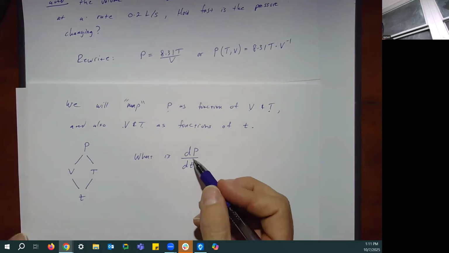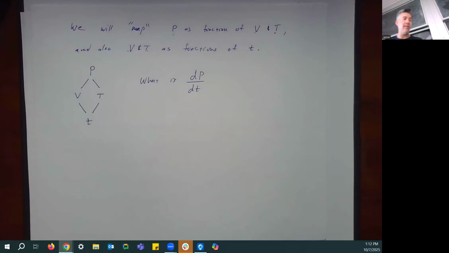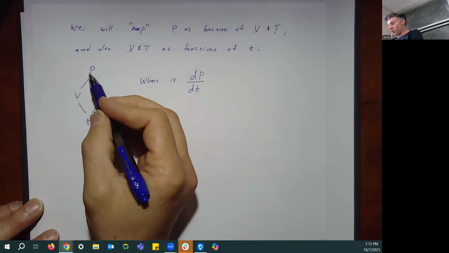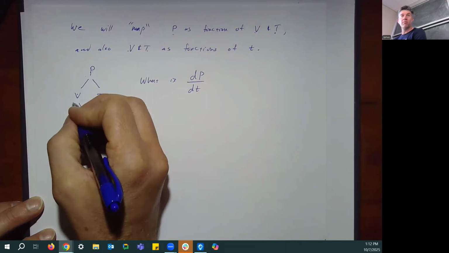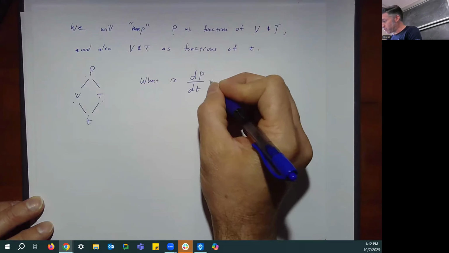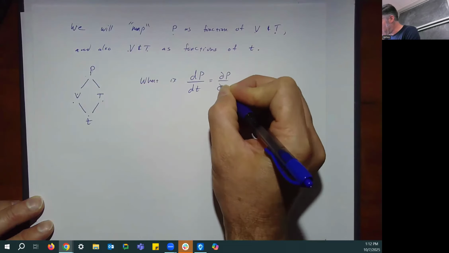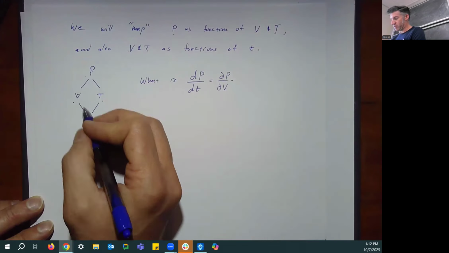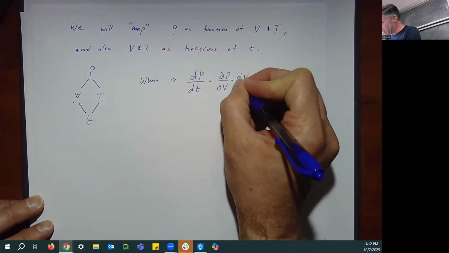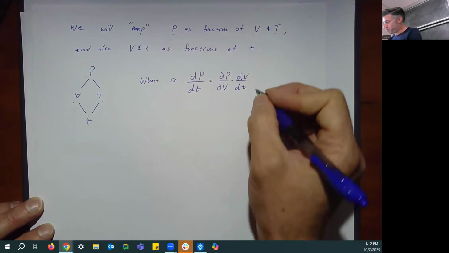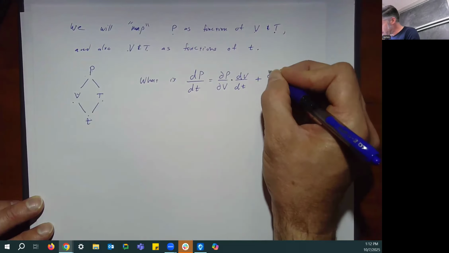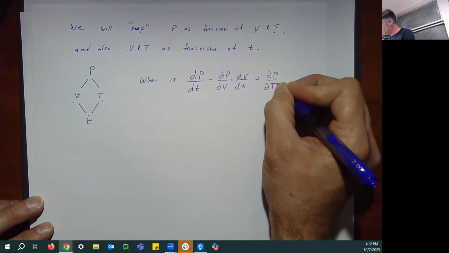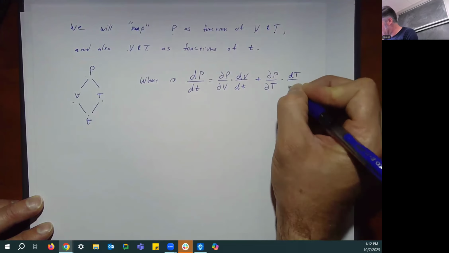But to get there, we need to follow every path that gets us from pressure to time. There's two paths. You either go through volume and then to time, or go through temperature and then to time. So to go from pressure to volume, we're going to take the partial derivative. It's going to be del P del V multiplied by the derivative of volume with respect to time, which is dV/dt, plus the other pathway that gets us there, del P del T, I should say del capital T, times dT/dt.